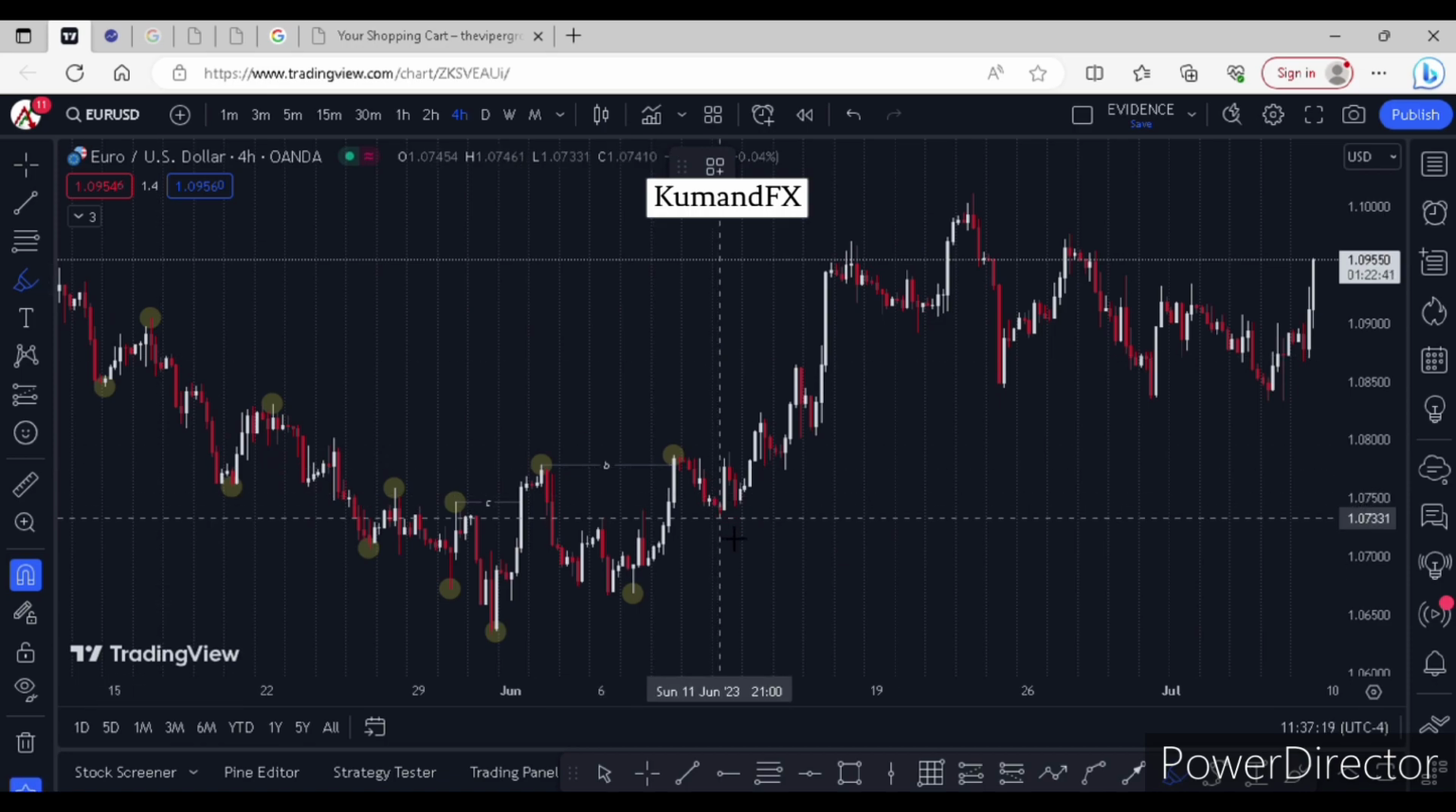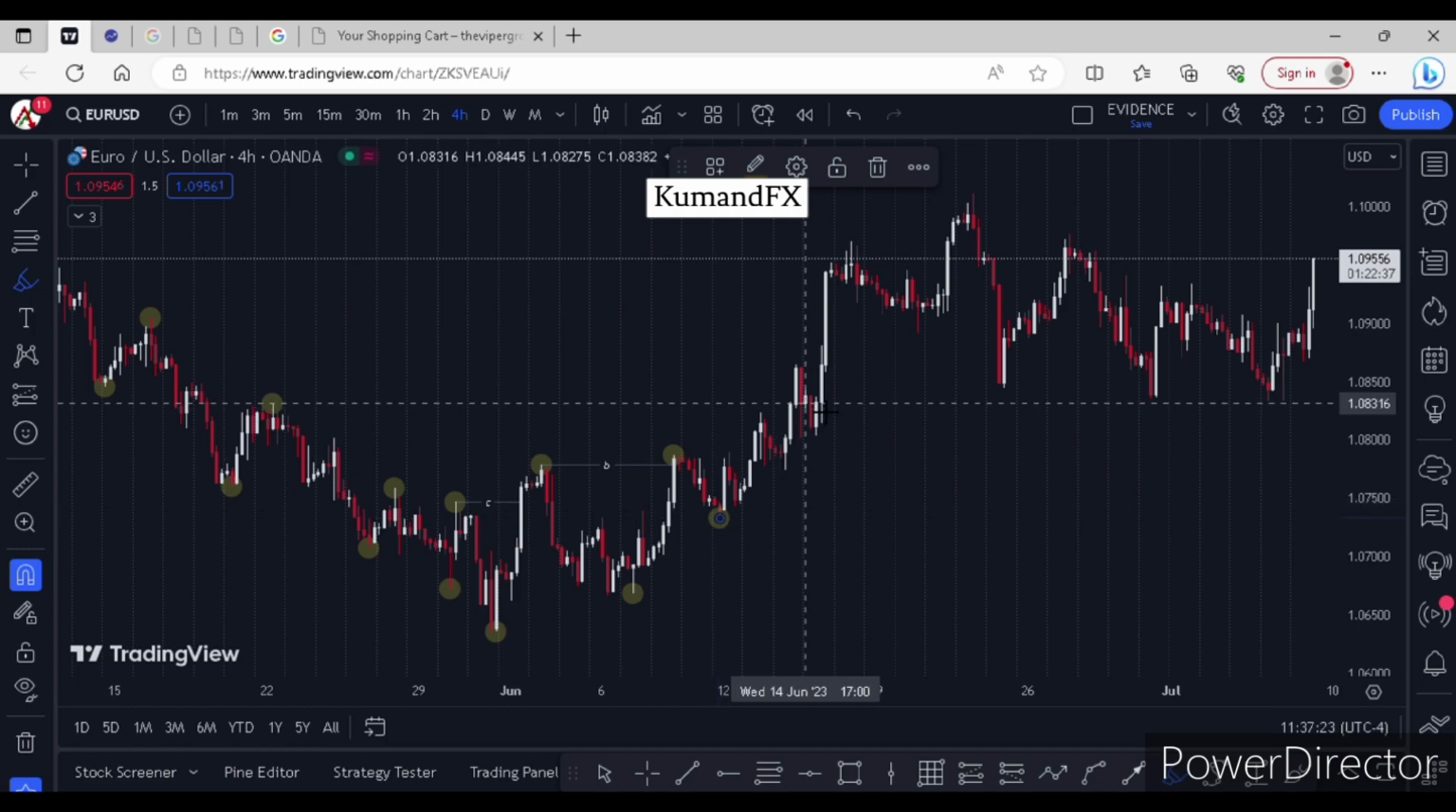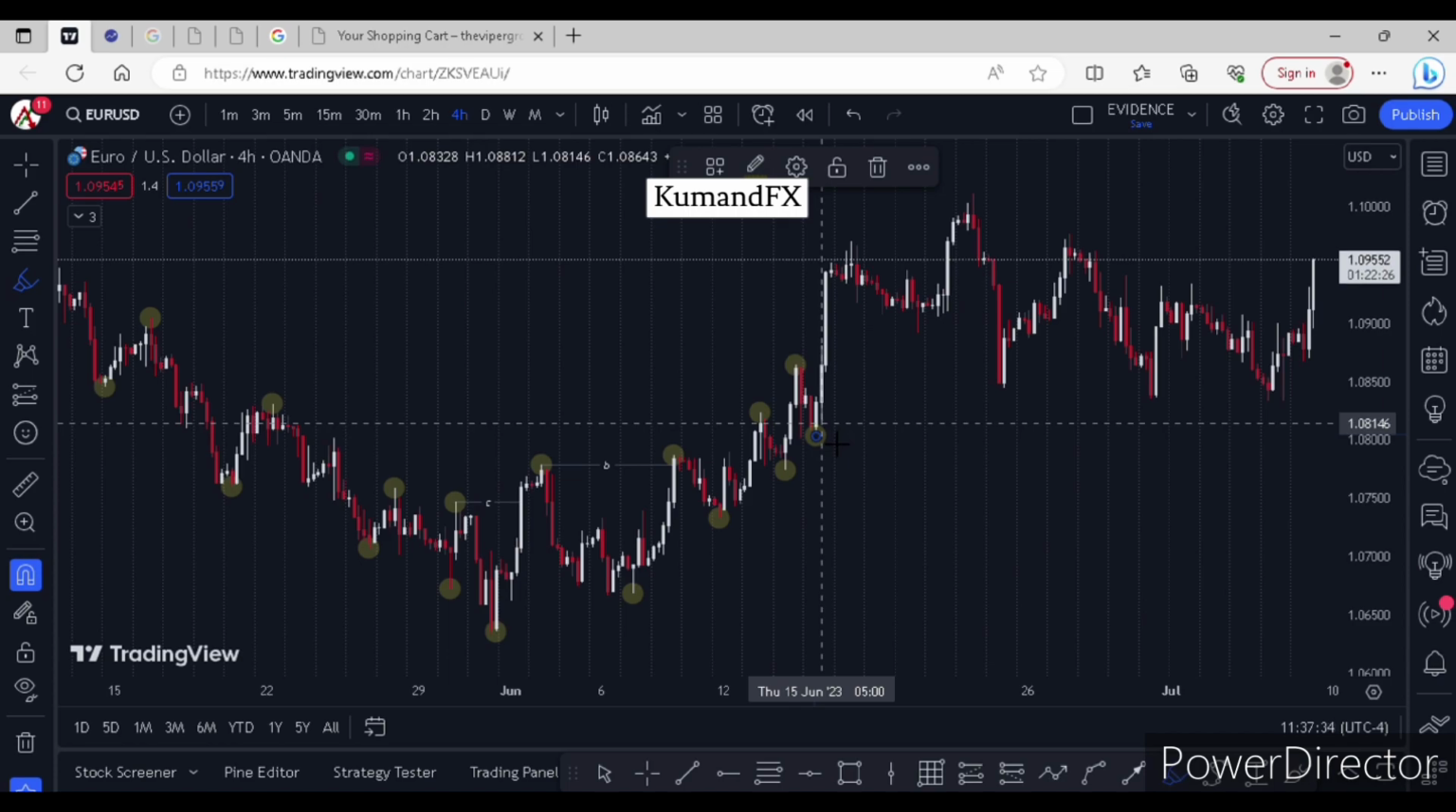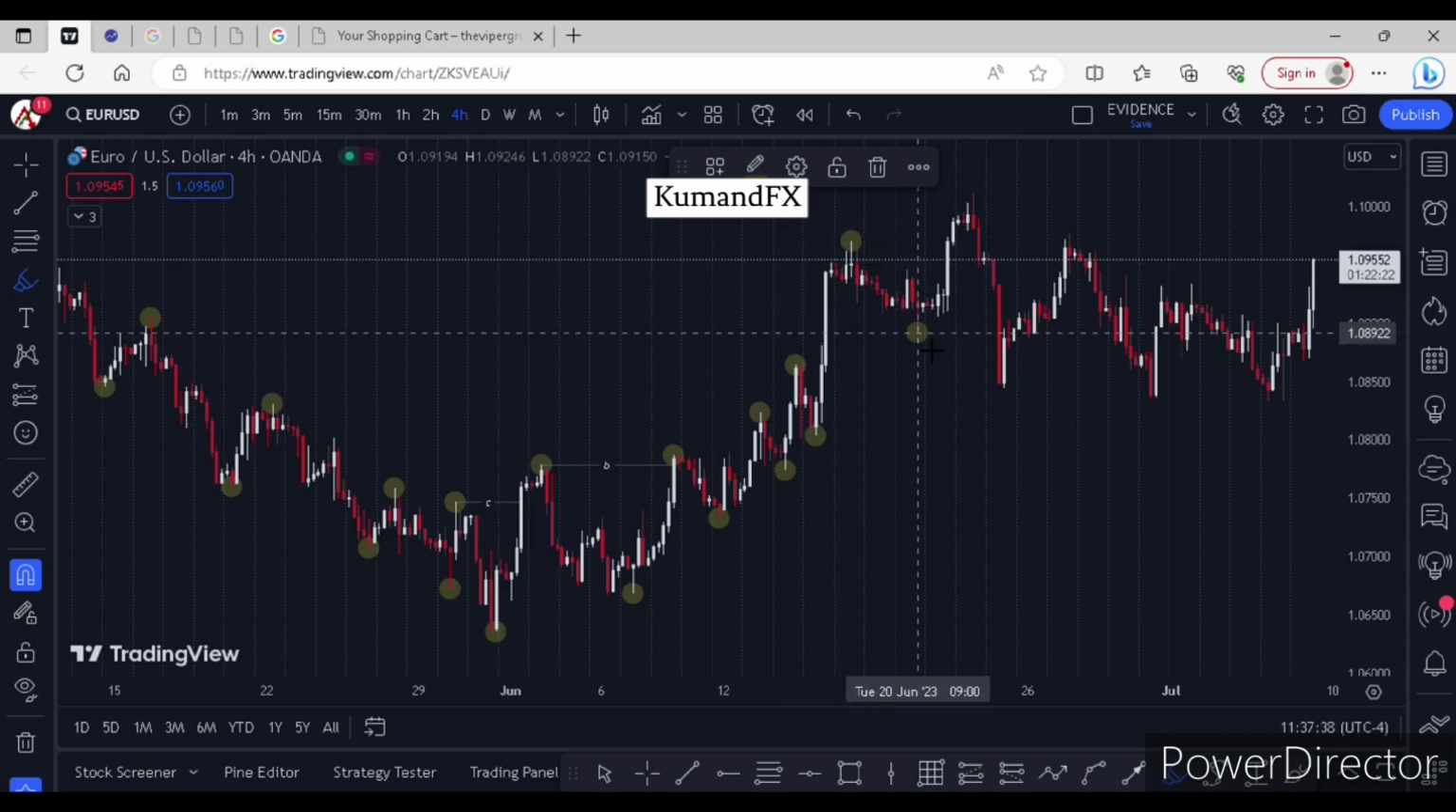So then we have a higher low, then a higher high, a higher low, a higher high, a higher low, a higher high, a higher low, a higher high.